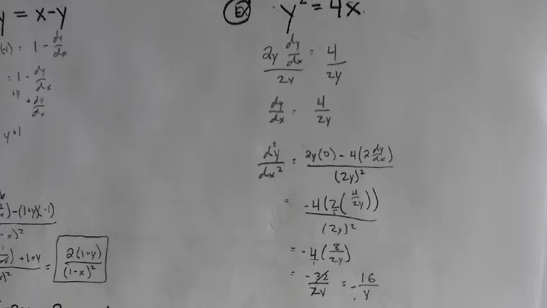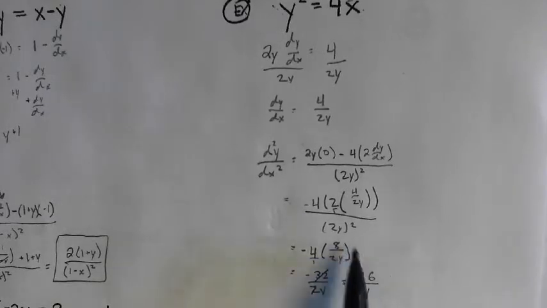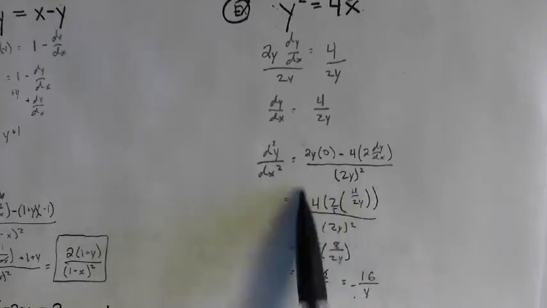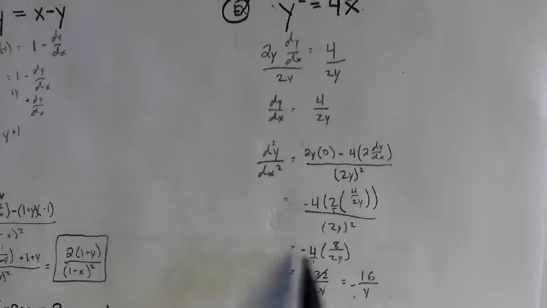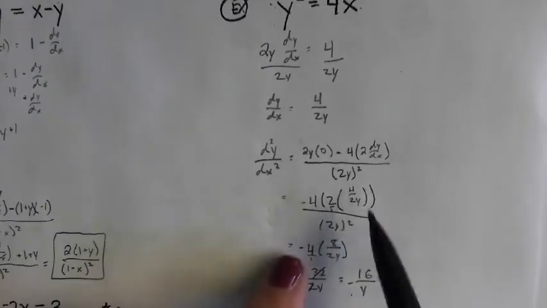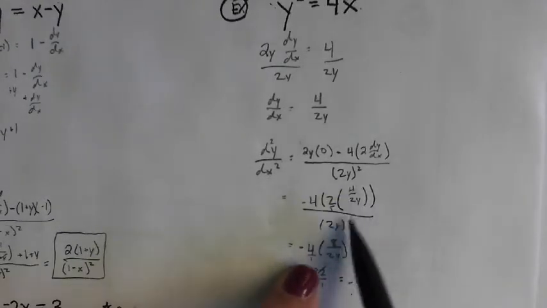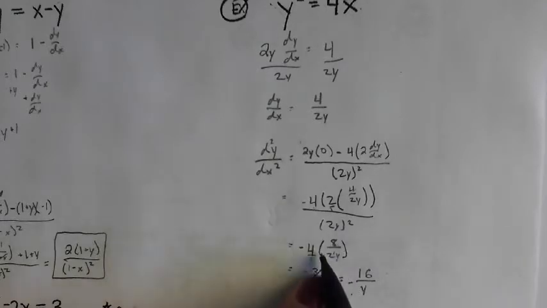Kendall? In the second last step he didn't bring down the 2y squared. Correct. He just totally missed. He was working on the top and just lost the denominator completely. So this became 8 over 2y with a negative 4, and here's where he stopped writing down the over 2y squared. So he was just simplifying the numerator.